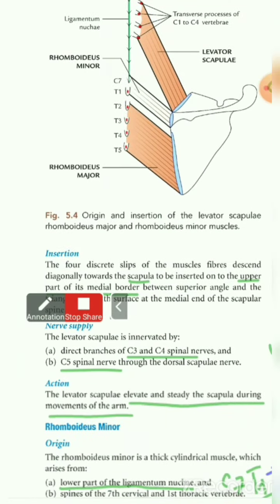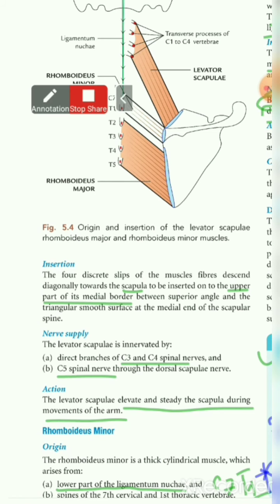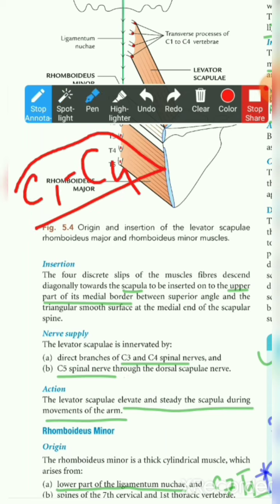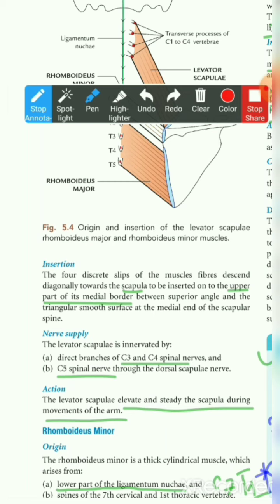This levator scapulae is inserted into the upper part of the medial border of the scapula. Nerve supply is the cervical 3 and cervical 4 spinal nerves, as well as the C5 spinal nerve. It originates from the transverse process of cervical 1 to cervical 4 vertebra, and the nerve supply is similar to that: cervical 3 and cervical 4 spinal nerves, and some part from cervical 5. Its action is the elevation and steadying of the scapula during movement of the arm.